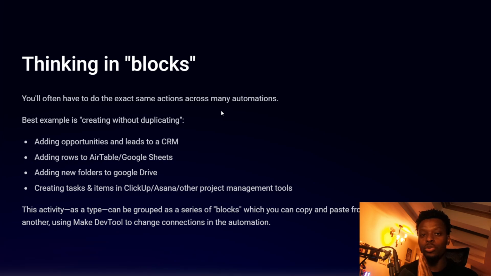Maybe you get a new person answering questions in your school group. You want to add that person to your CRM. Let's say you want to do this, you want to do this, you want to do this, and a lot of the things that need to be done are very, very similar actions. If you take that idea, you know exactly what that looks like when you've done it a couple of times. And the example that I use is creating without duplicating. So if you're adding opportunities and leads to a CRM, you're adding rows to Airtable, you're creating new folders in Google Drive, or you're creating tasks and items in ClickUp or Asana or other project management tools, it's all the same thing and it's all going to look the same.